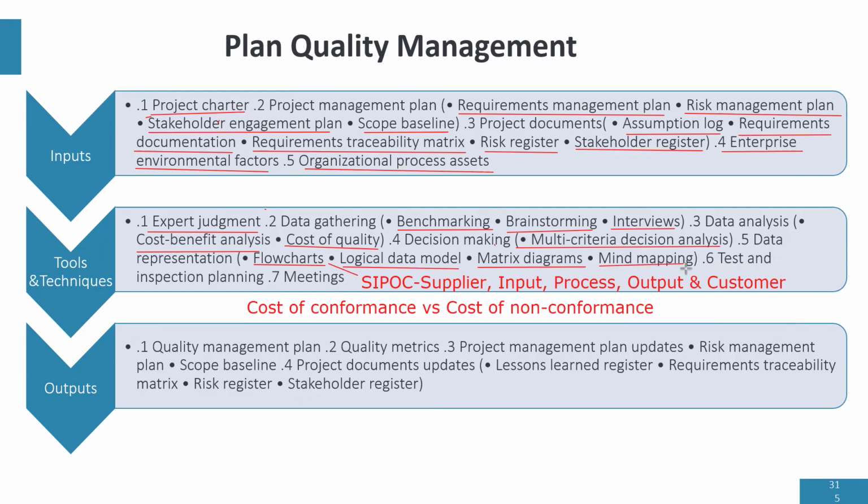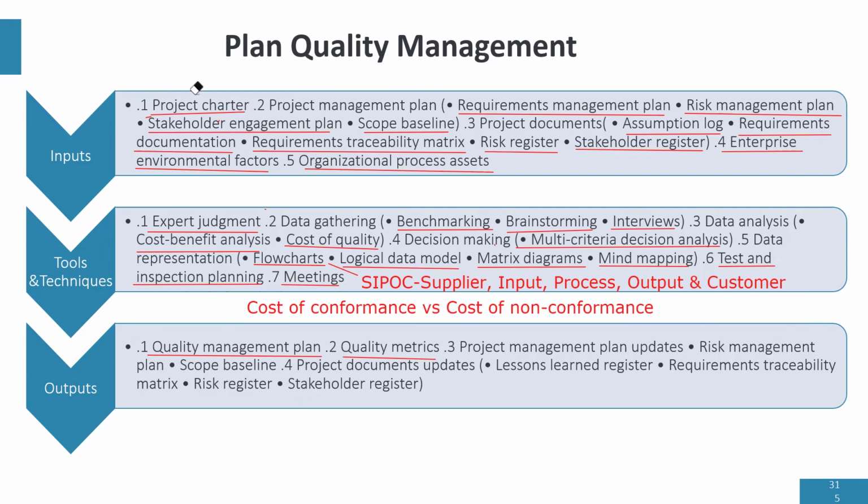Then mind mapping is where we look at the relationship between quality requirements of a product. You can use a mind map to show the relationship of the quality requirements, based on a product. Last but not least, we have test and inspection planning. This is where we start creating the test plans and how we're going to inspect the product. And finally, we're going to have meetings. At the end of the day, we create a quality management plan and quality metrics. These are the two main outputs.